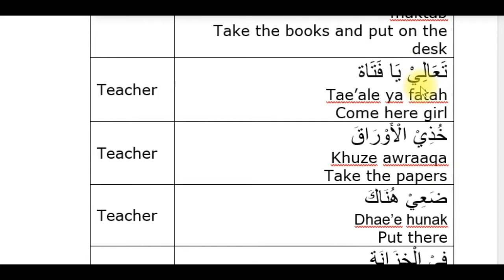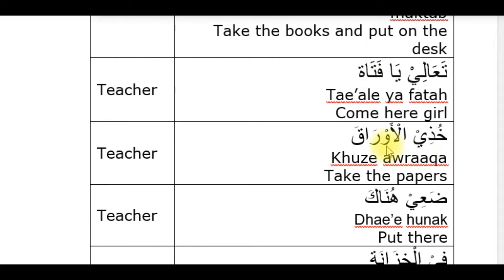تعالي يا فتاة. تعالي, imperative verb when speaking to a female. Come here. يا or فتاة, girl. تعالي يا فتاة.